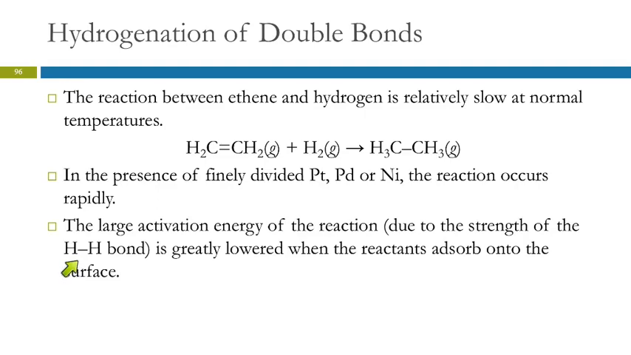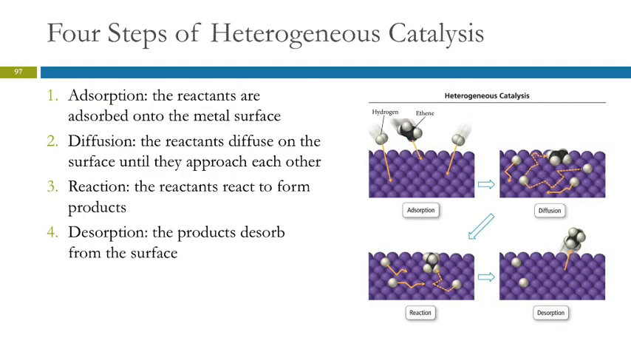But the catalyst weakens that bond because the hydrogen adsorbs onto the surface of the platinum or other metal, and that puts strain on the hydrogen-hydrogen bond. Have a picture of that? Yeah.